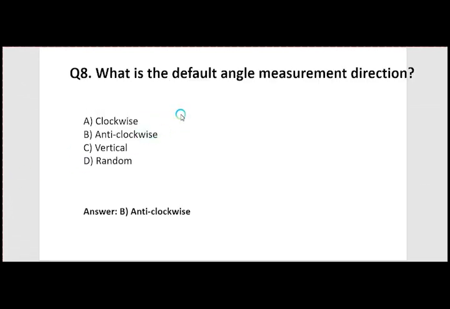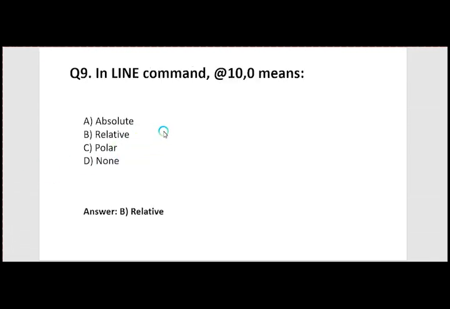Question number 8. What is the default angle measurement direction? A. Clockwise, B. Anticlockwise, C. Vertical, D. Random. Answer is anticlockwise. Question number 9. In line command @10,0 means A. Absolute, B. Relative, C. Polar, D. None. Answer is relative.